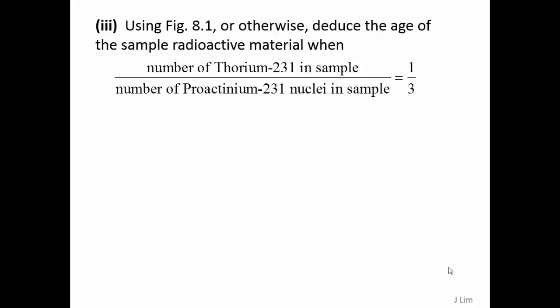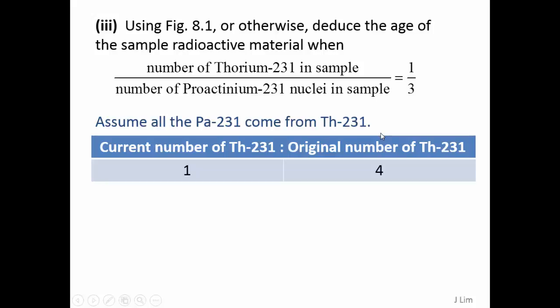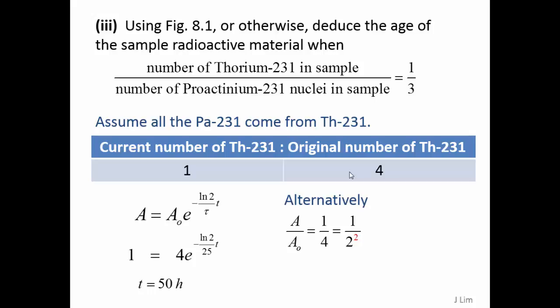Using figure 8.1 or otherwise, deduce the age of the sample of radioactive material when the ratio of the number of thorium-231 to the number of protactinium-231 is 1:4. So assuming all protactinium-231 comes from the thorium-231, the current number of thorium to the original number of thorium will be 1:5. Substituting these numbers into this equation, we get the time as 50 hours. Alternatively, we can use the half-life method here, and that will give us a time of 2 half-lives, or 50 hours, also.